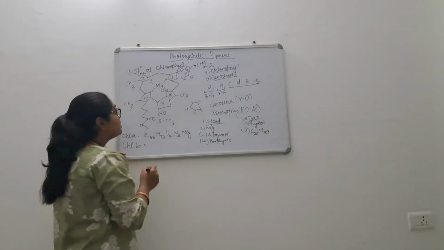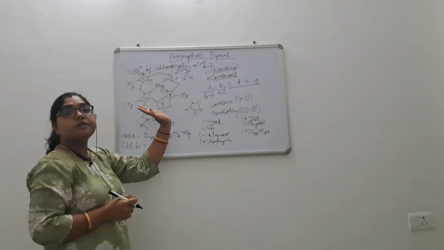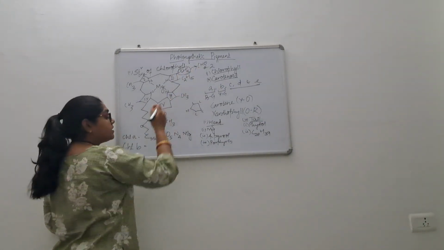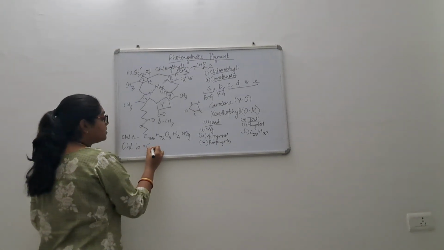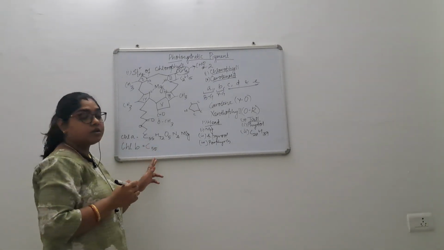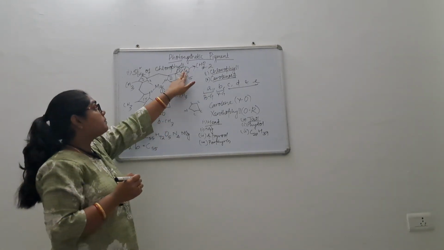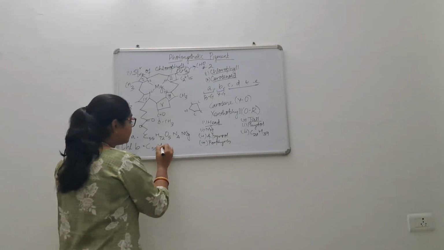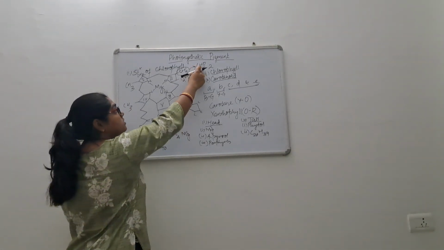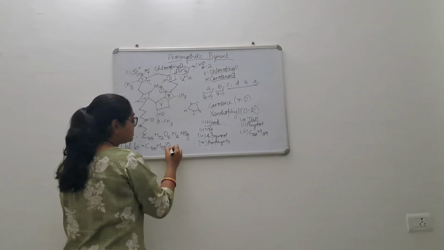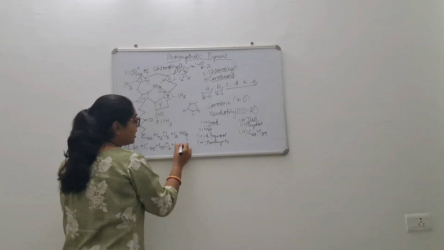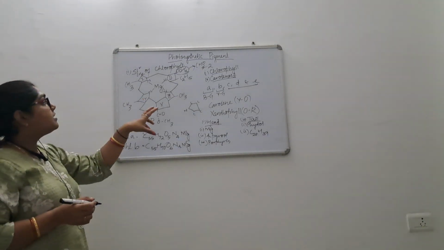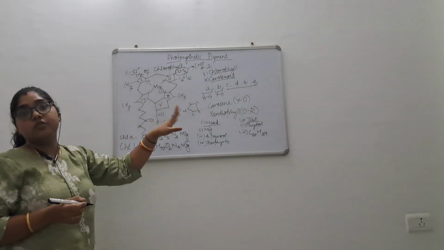For this reason, the formula of chlorophyll B is slightly changed. One carbon group is replaced with another carbon group, so there is no change in the number of carbons. So C55, 3 hydrogens are replaced with only 1 hydrogen, so 2 are deficit, H70. 1 oxygen is added, that is O6N4Mg. So this is the slightly different structure of chlorophyll A and chlorophyll B.